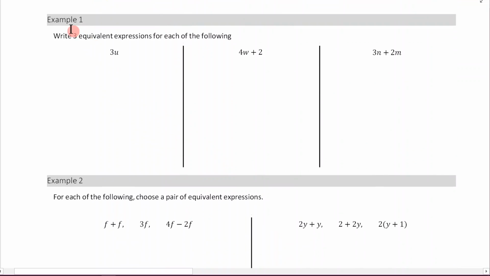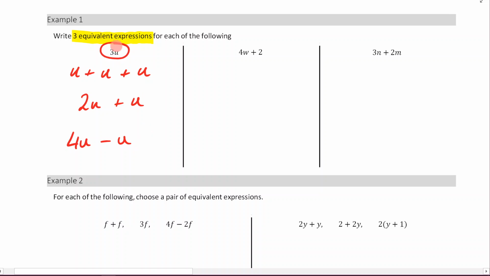So example 1 says, write 3 equivalent expressions for each of the following. So here we have 3u. Well, we know that 3u is the same as u plus u plus u. They're equivalent expressions. We could also say it's 2u plus u. 2u plus u is equal to 3u. If we really wanted to be smart, we could say that 4u minus u is equal to 3u as well. So right here are 3 equivalent expressions for 3u.